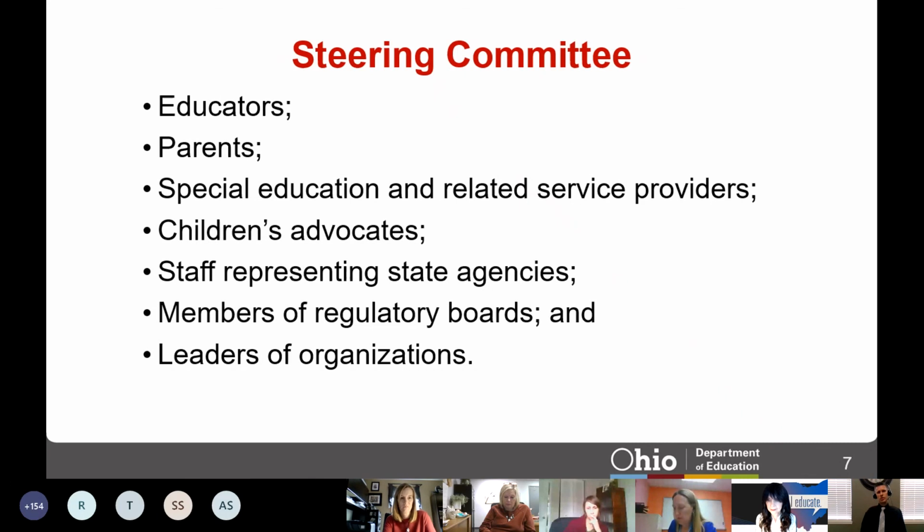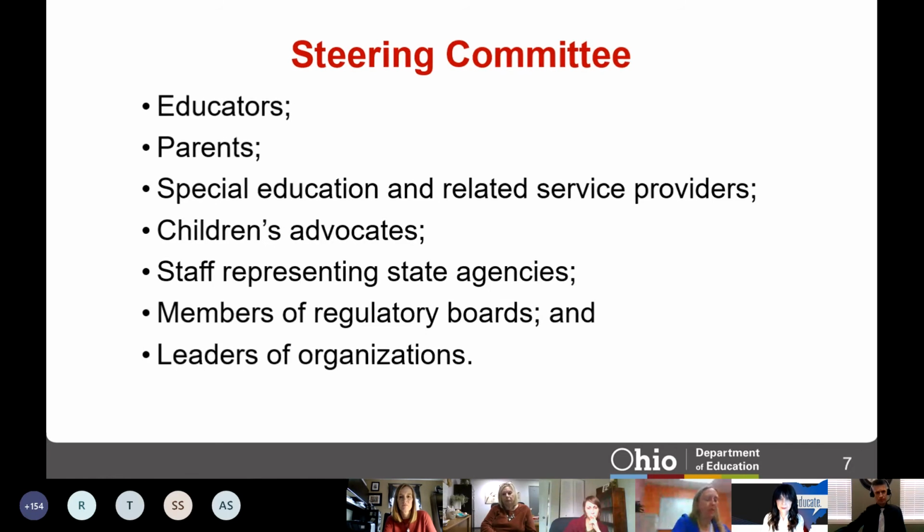The steering committee that was formed was interdisciplinary. So you had educators and parents. Of course, you had representation from special ed and related service providers. Children's advocates were there. We had representatives from the Ohio Department of Education, as well as regulatory boards and leaders of our organization. So they all got together to study the problem that we were experiencing as it relates to the way services were delivered in Ohio.